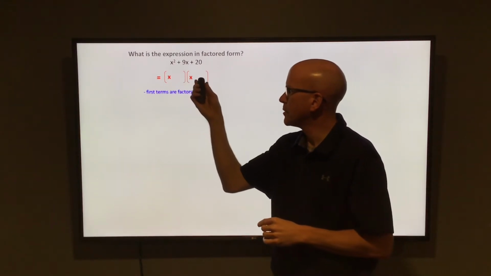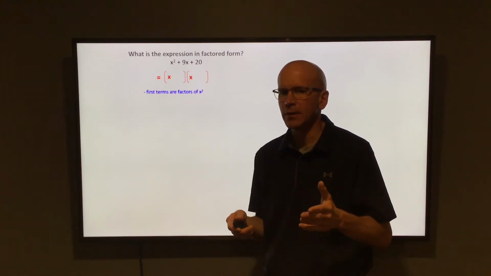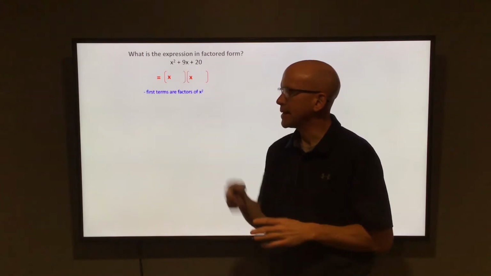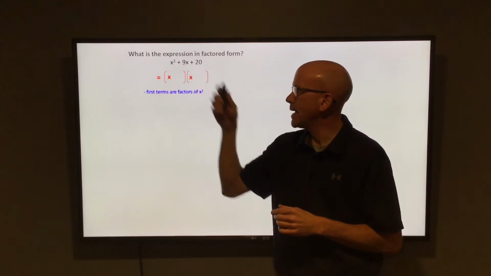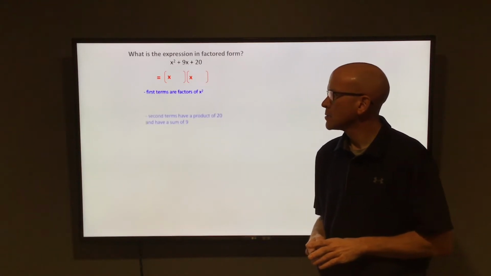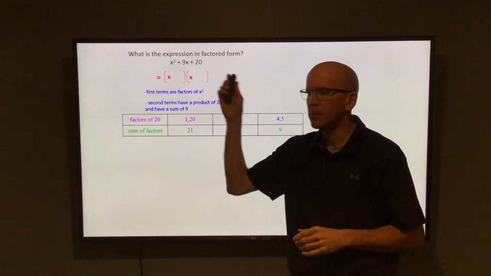Those outer and inner terms, if they add together to make 9x, the coefficients, the number in front of the x, will add to make 9. So we're looking for two numbers that multiply to make 20 and add to make 9. So think of all the factors of 20. And everything's positive here, so all of our terms would be positive.